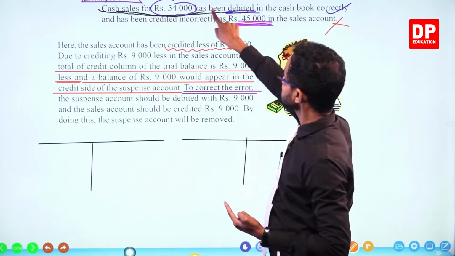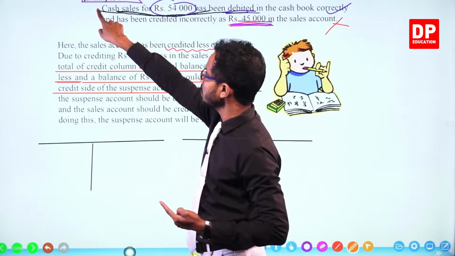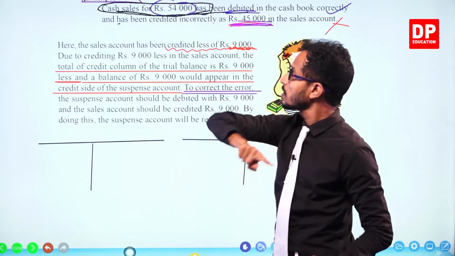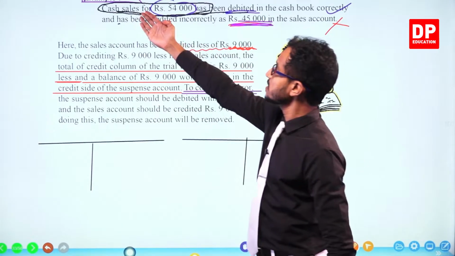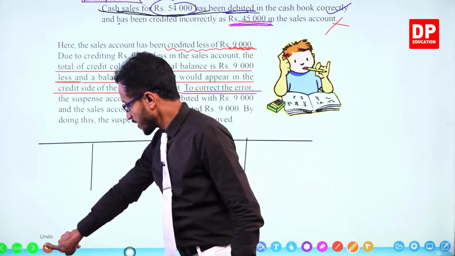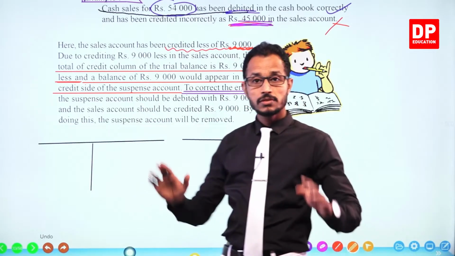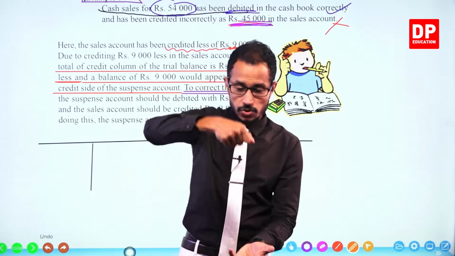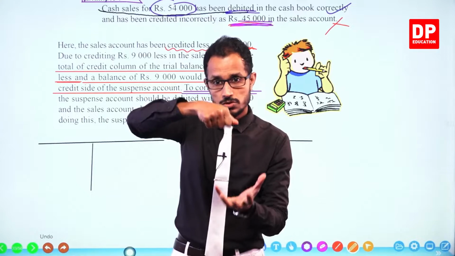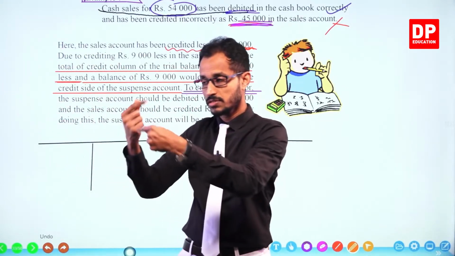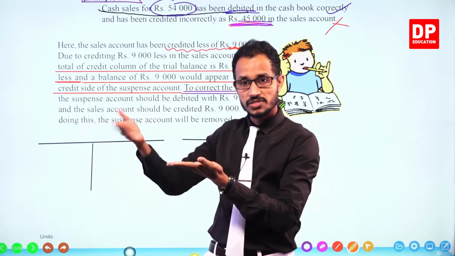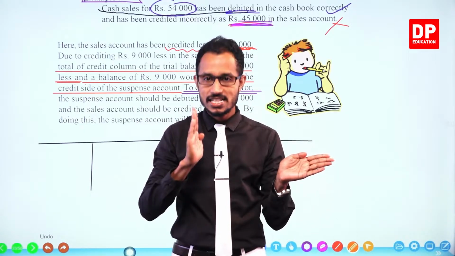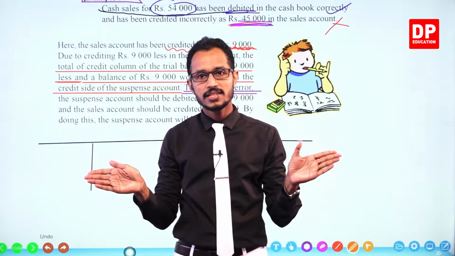Cash sales 54,000. This is the transaction. Get the correct double entry to your head first. That is the first step. What is the correct double entry? Goods sold to customers, and cash received. That means the cash book should be debited and the sales account should be credited. That is the correct double entry.